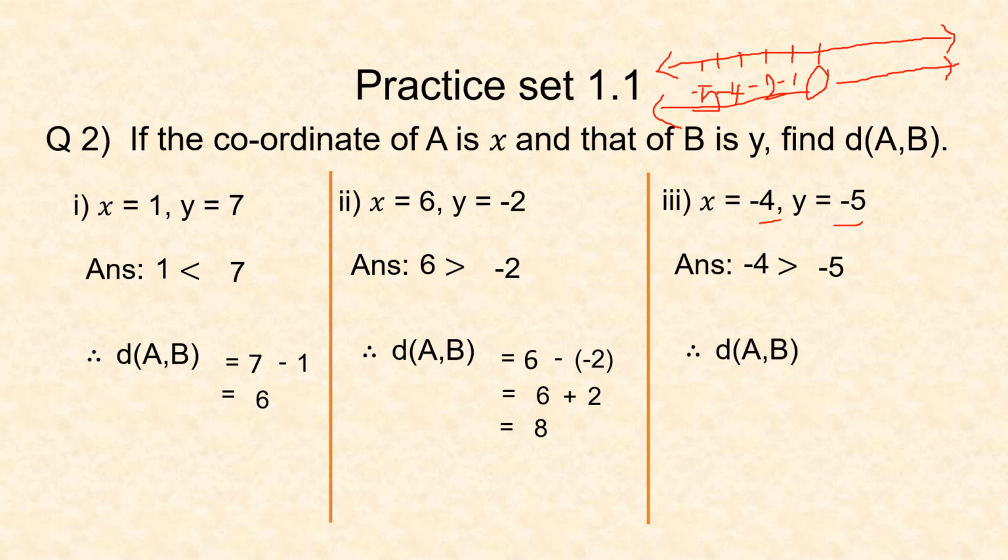Therefore, distance between point A and B is equal to minus 4 minus (minus 5), which is equal to minus 4 minus minus becomes plus 5. Here one is positive and one is negative. Therefore, here we subtract 5 minus 4 is equal to 1. But here 5 has a positive sign or a plus sign. Therefore, answer is plus 1.